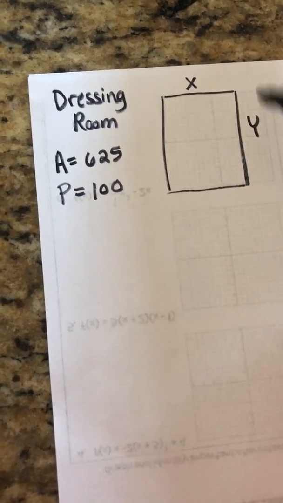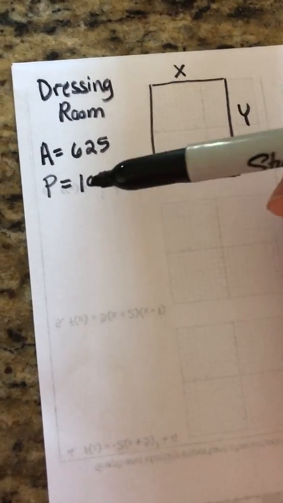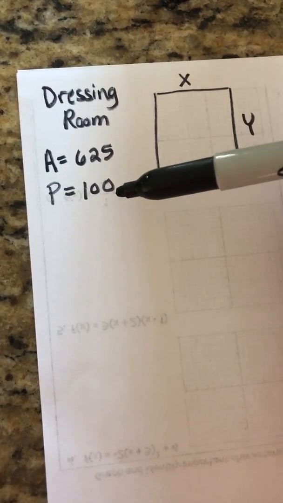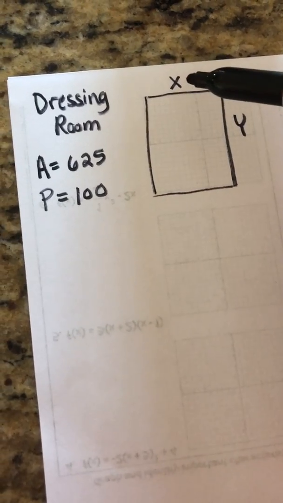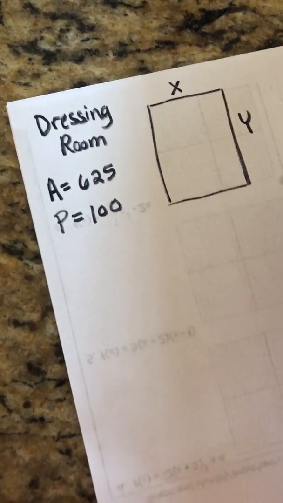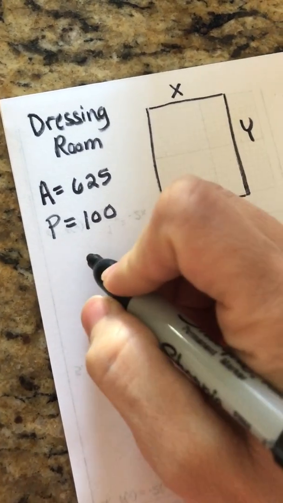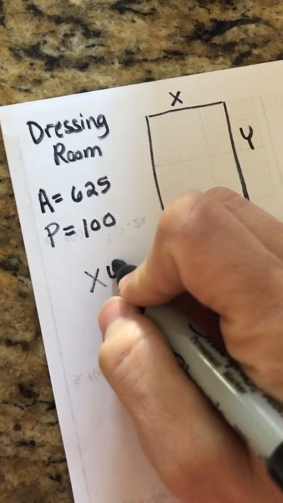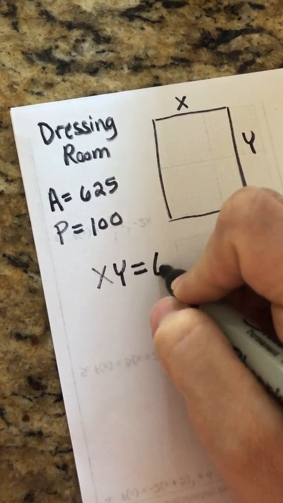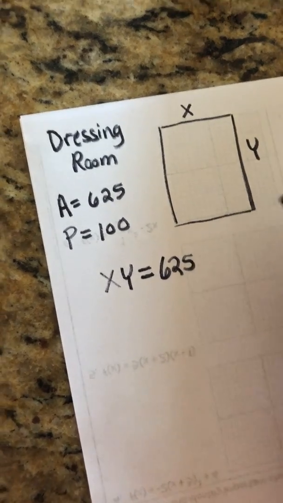First of all, think of these as rectangular rooms. They tell you the area of the dressing room is 625 and the perimeter is 100. I'm using X to represent my width and Y to represent the length. To calculate area of a rectangle, I would have to multiply my length times my width. So X times Y, and they tell me that equals 625.